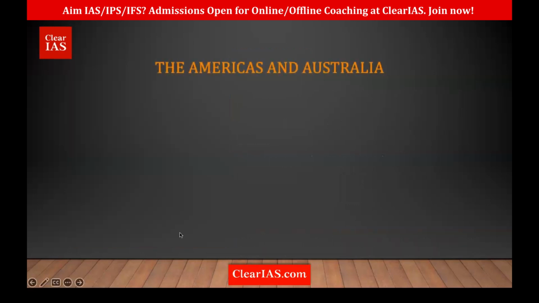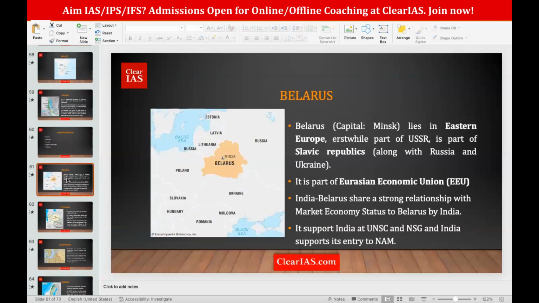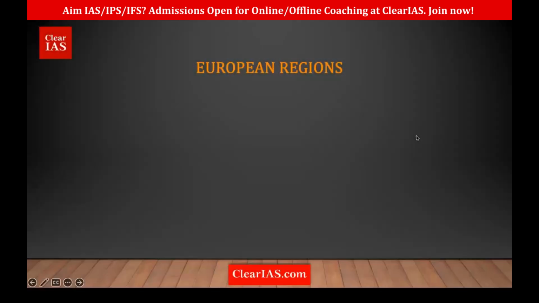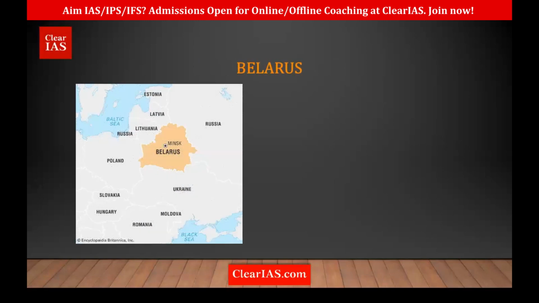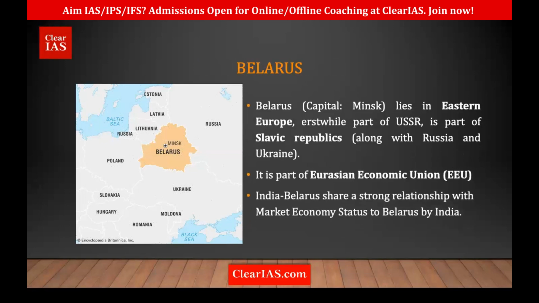With that, we have covered the European regions. We'll just have a quick revision, then move on to America and Australia. We'll finish it in maybe 5-10 minutes. So the European regions we are talking about are Belarus, Lithuania, Sweden, Nagorno-Karabakh, and Gibraltar. Belarus is important because it borders Russia and Ukraine. Its capital is Minsk. It was also part of the USSR, and it is part of the Eurasian Economic Union.